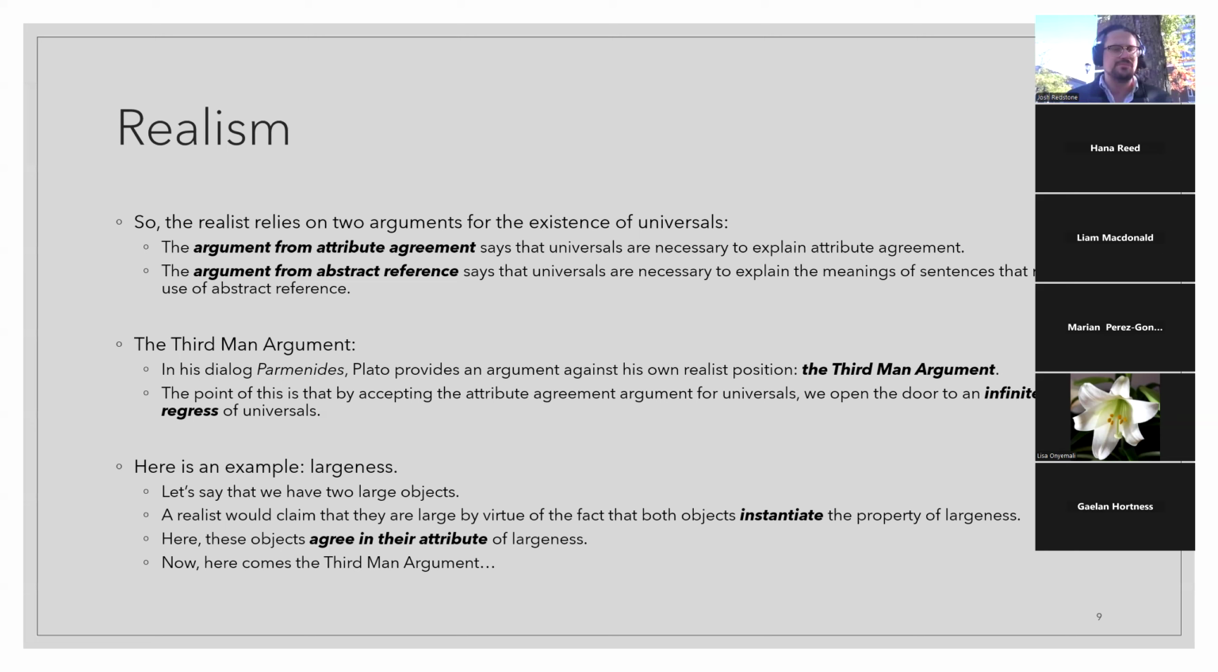And the argument from abstract reference says that universals are necessary to explain the meaning of sentences that make use of abstract reference. So if I'm referring to something in the abstract, like green is a color, I need the universal color for that sentence to mean something.